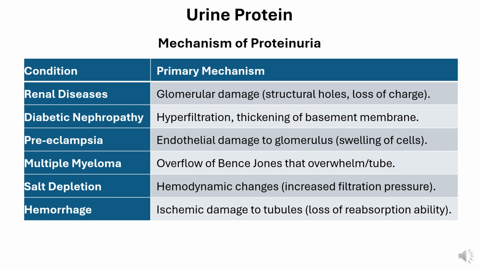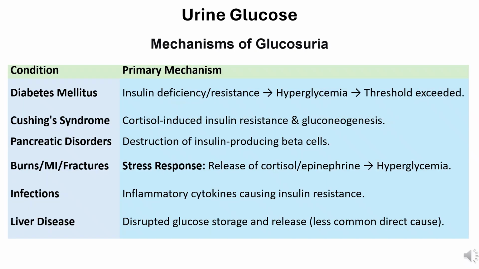ability. If the hemorrhage is massive and involves blood transfusion reactions or breakdown of RBCs, hemoglobin can directly appear in the urine. Glucosuria occurs when the blood glucose level is so high that it overwhelms the kidney's ability to reabsorb it, exceeding the renal threshold of 180 mg/dL, or when the transporters themselves are damaged. 1. Diabetes mellitus. This is the most common cause.